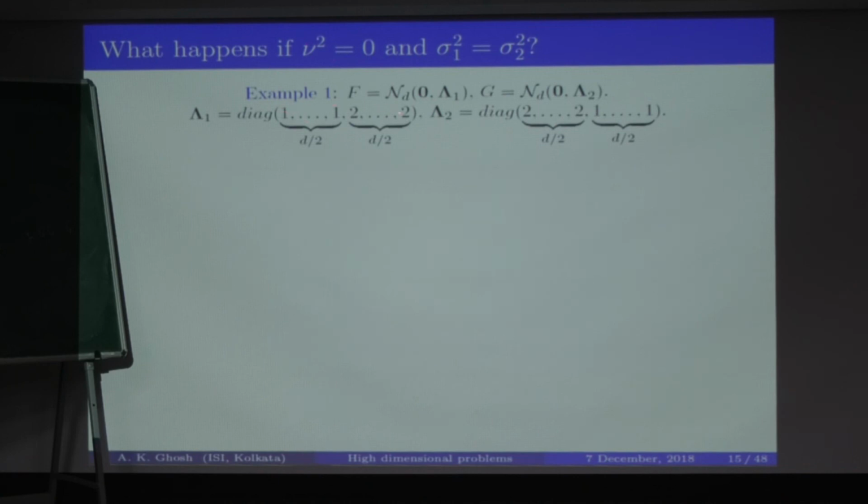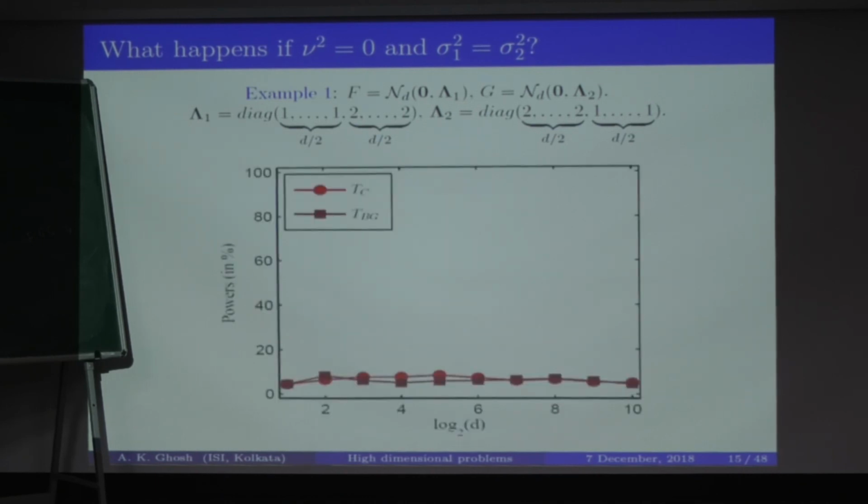They do have different variance structure, because the first component here follows a normal 0, 1 distribution, whereas here it follows a normal 0, 2 distribution. Similarly, the last component here follows normal 0, 2, and here normal 0, 1. So each of the variables has a different distribution in F and G. But if you look at the average variance, the average turns out to be the same. So what happens in this case? Let me start with the test based on average distances. There is the Cramer test and its modified version, which is known as the BG test. You see that they have no power.